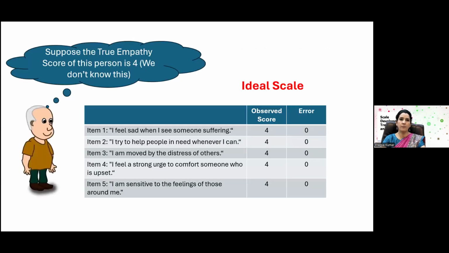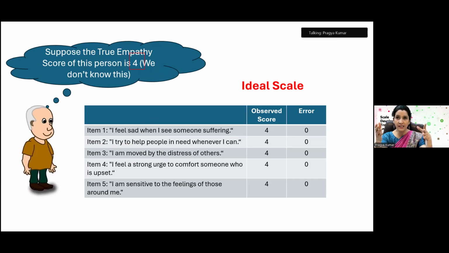Now suppose there is a person whose true empathy score is 4. This is the true score. The true score is not known. Remember, this is just for the conceptual process I'm telling you. Generally, the true score of a person is not known because that's an abstract construct. Through items, you are trying to measure, to go as near as possible to the true score. So there will be an error.